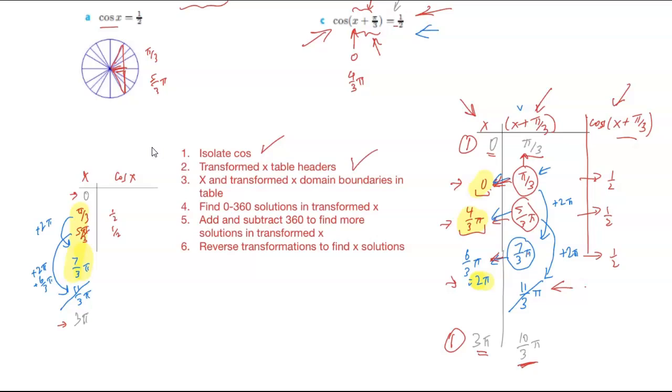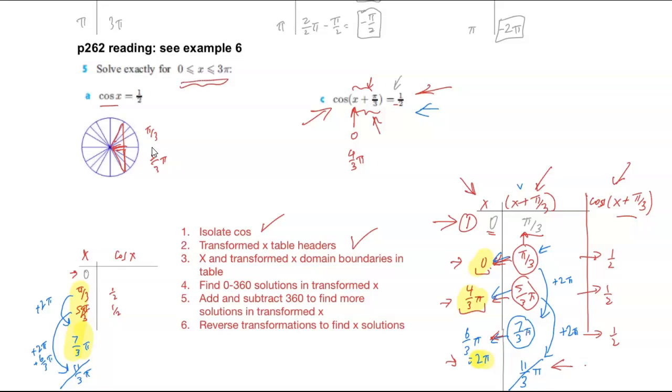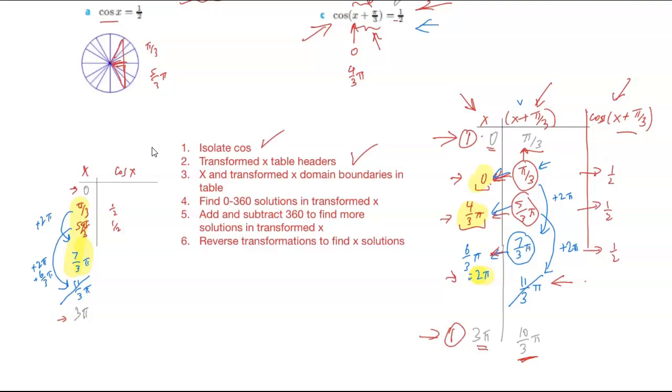Next, what we're going to do is we're going to find the boundaries here. Okay, so for example, the domain boundaries they give are 0 to 3 pi. So we put 0 and 3 pi here in the first column. After we put the original 2 boundaries here, we transform them by doing this transformation. We add pi over 3 to both. And that generates the new boundaries for the transformed domain. And these new transformed domain boundaries are useful for figuring out when we stop adding and subtracting 360 degrees.